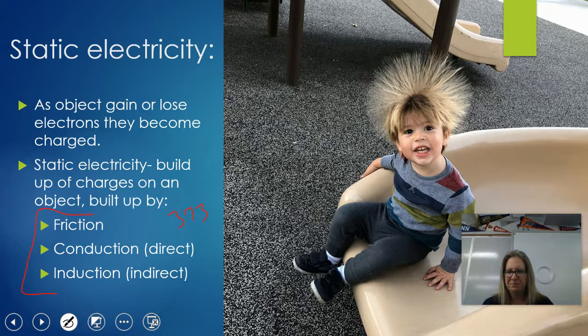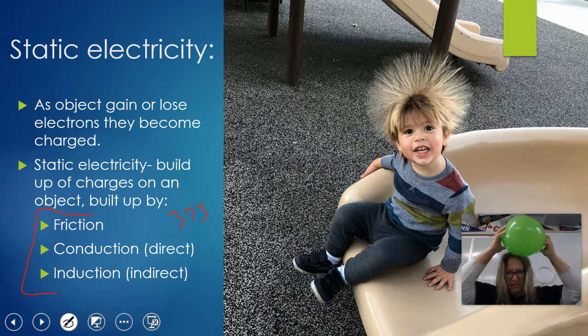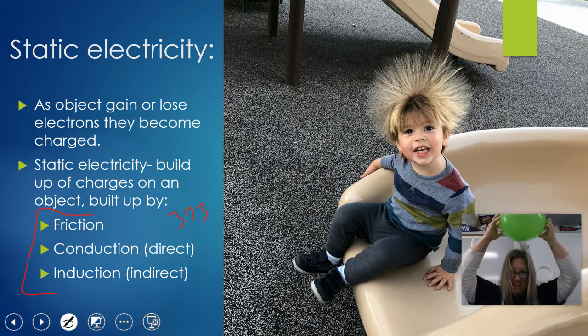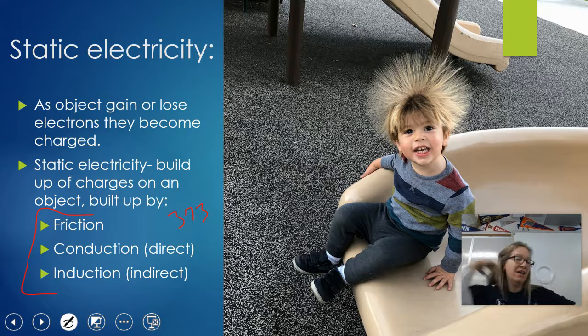This is my nephew. He just went down a slide, and you can see his hair sticking up. Let's see if I can get mine to be the same. You know, it's all in the name of science, right? Is it? No? Here, let's just go directly. Yeah, there we go. Why? Because science.